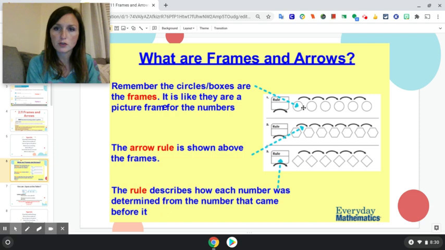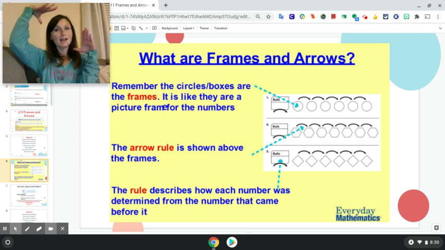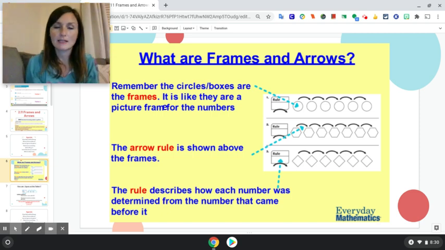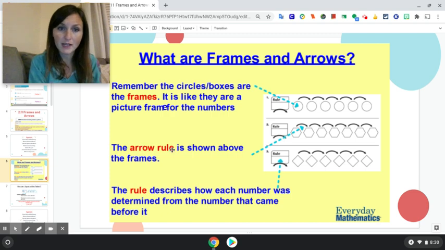So it says the circles or boxes, whatever these are. So this is like a triangle, right? Or a diamond. This is a box. This is a circle. It doesn't matter what it looks like, but these are going to be considered the frames. Okay, it's like the picture frame for the number, right? So you have the picture frame, and inside of the picture frame is the important part, but the frame is what outlines it.